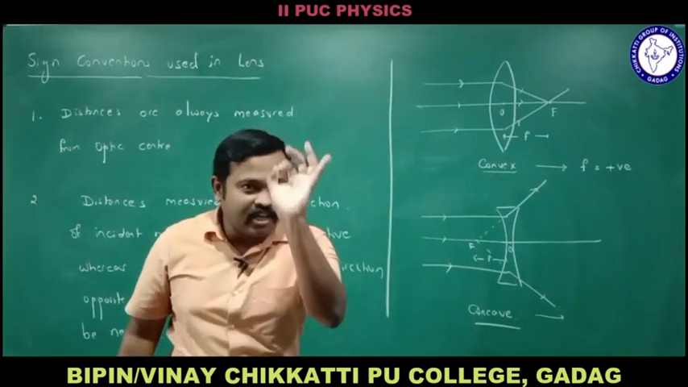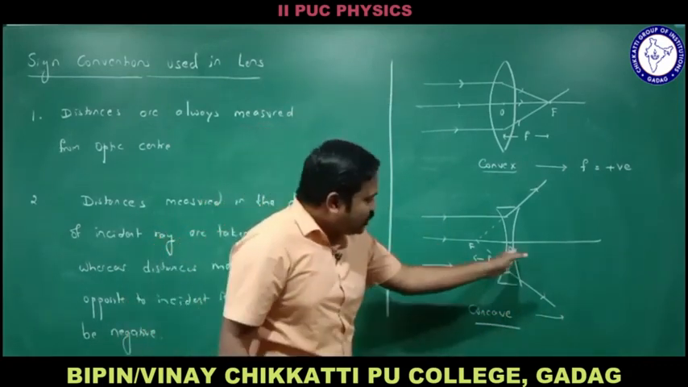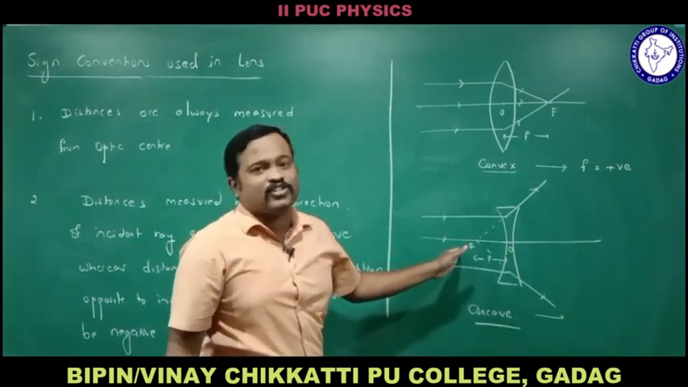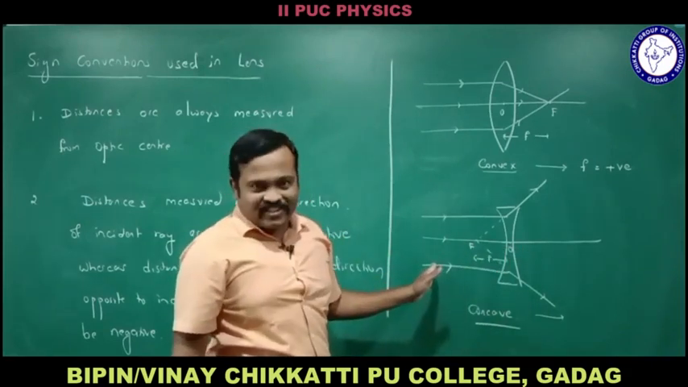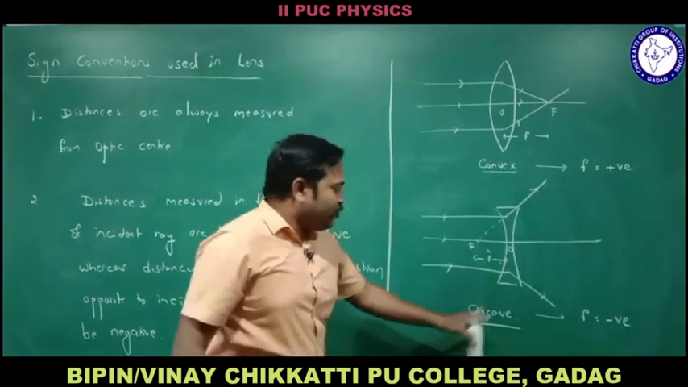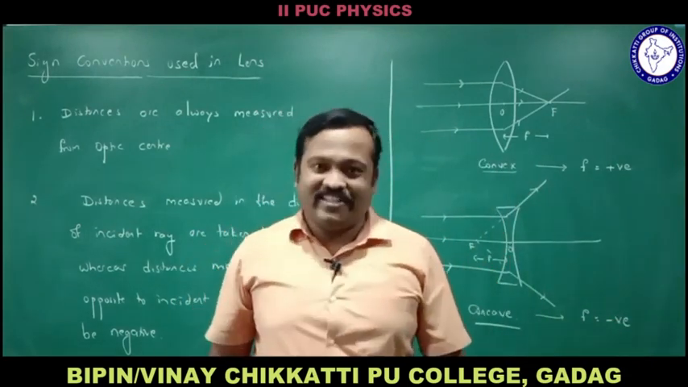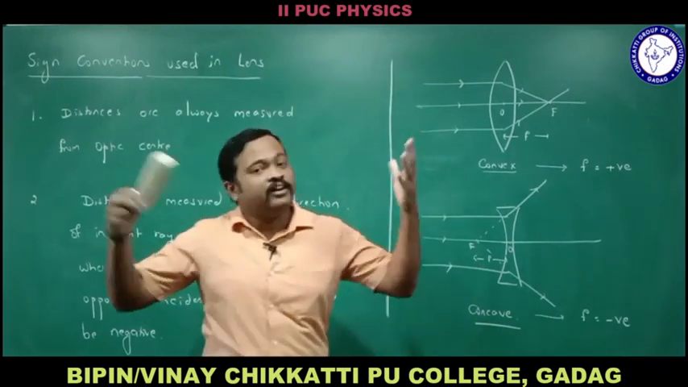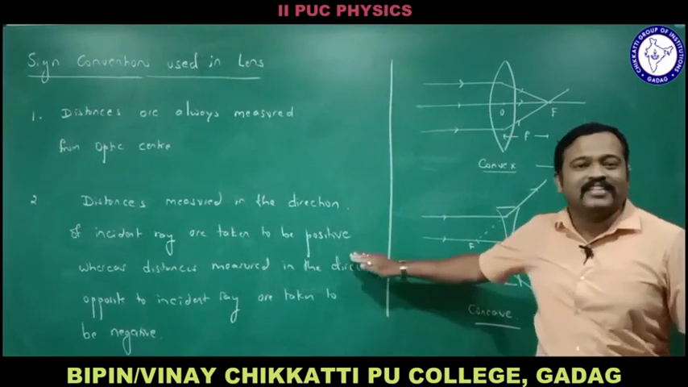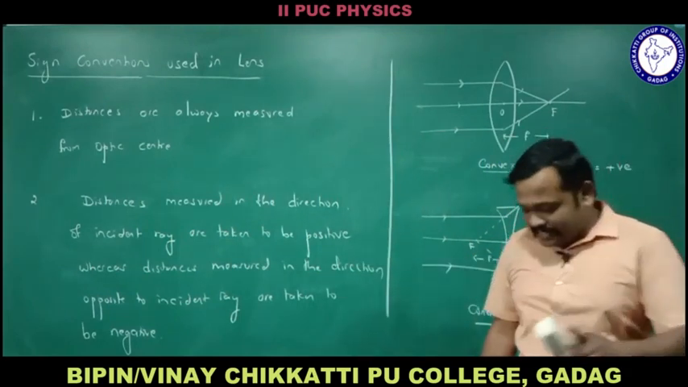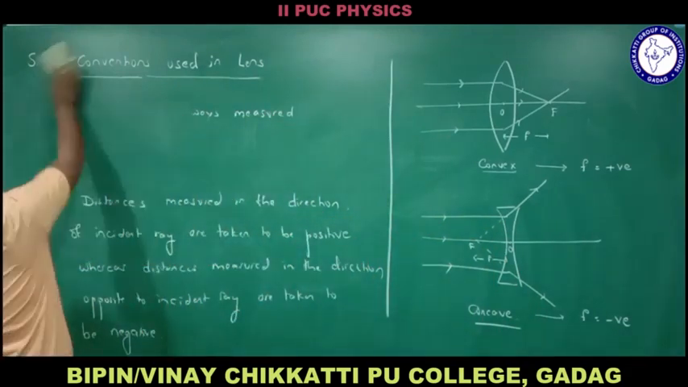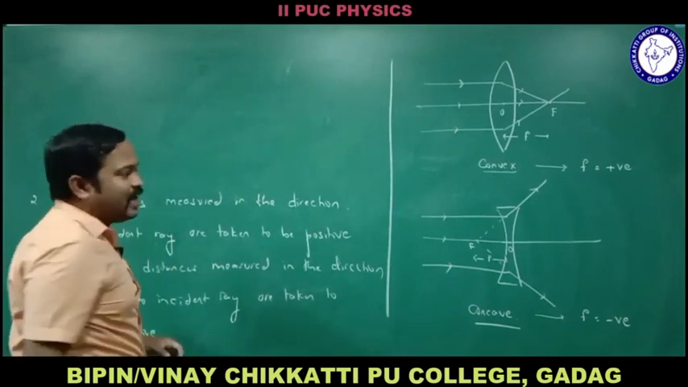Okay, the distances are always measured from the optic center, right? I'm measuring from here and I'm measuring in this direction. Is it in the direction or in the opposite direction of the incident ray? It is in the opposite direction of the incident ray. That is why focal length is taken to be negative, for the concave lens. So in a similar manner, we can calculate object distance and image distance. All the distances can be measured by using this convention. Do you remember? Distances are always measured from the optic center. If the distance is measured in the direction of the incident ray, take it as positive, otherwise take it as negative.